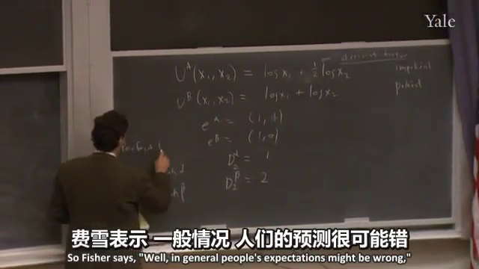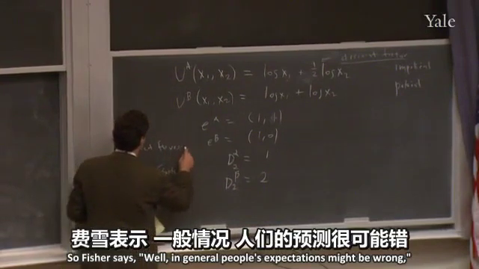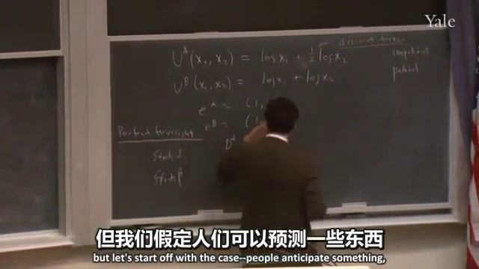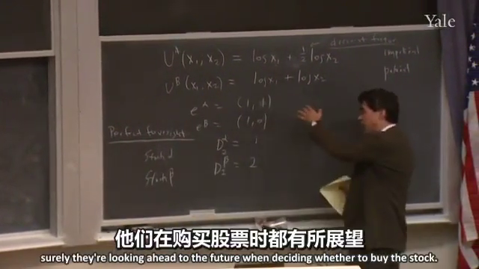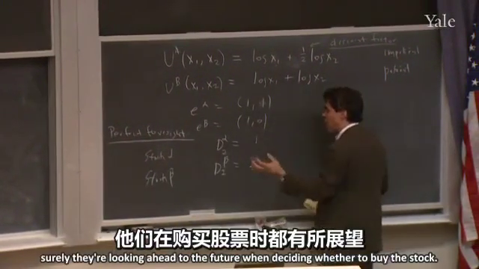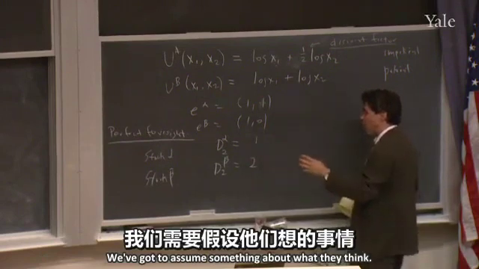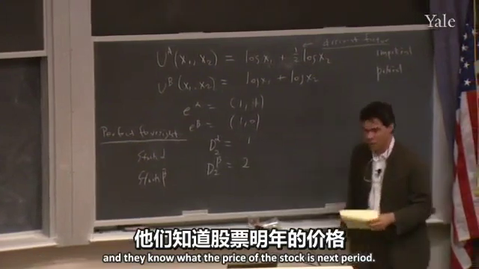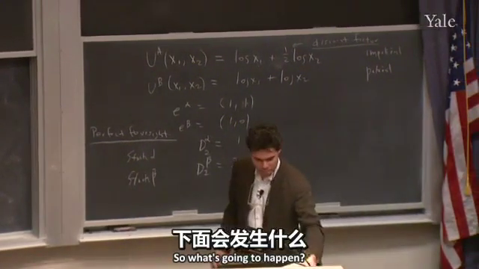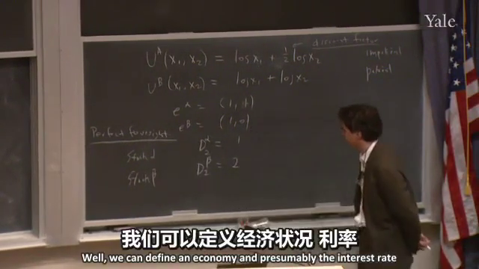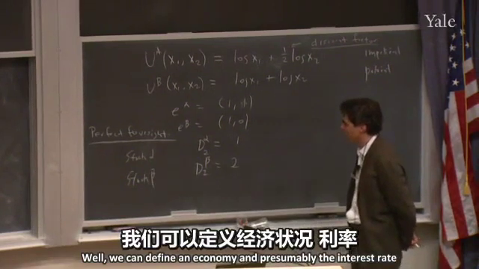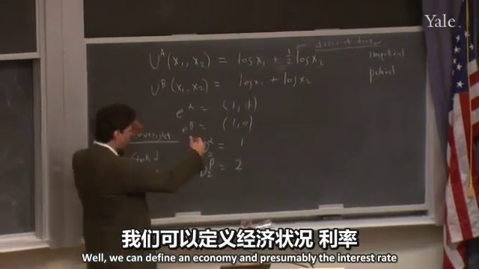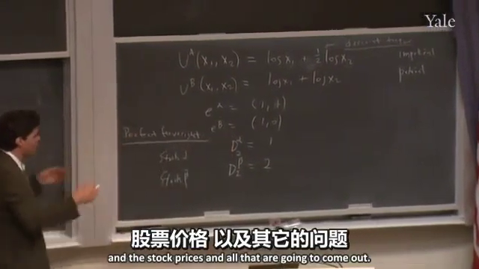Fisher says, well, in general, people's expectations might be wrong. But let's start off with the case when people anticipate something. Surely they're looking ahead to the future when deciding whether to buy the stock. We've got to assume something about what they think. Let's suppose they actually get it right, and they know what the price of the stock is next period. Okay, so what's going to happen? Well, we can define an economy, and presumably the interest rate and the stock prices and all that are going to come out.